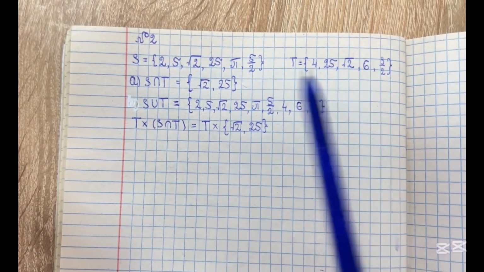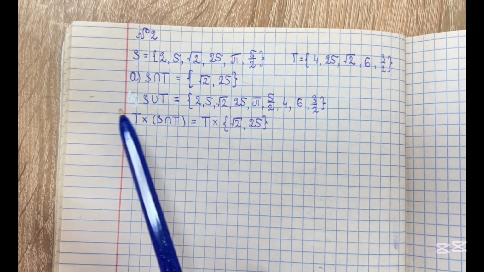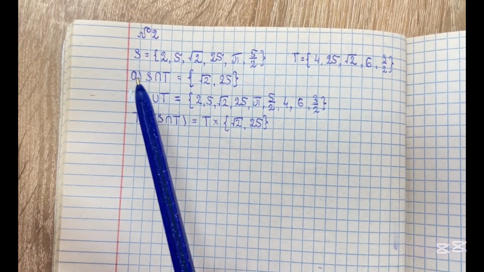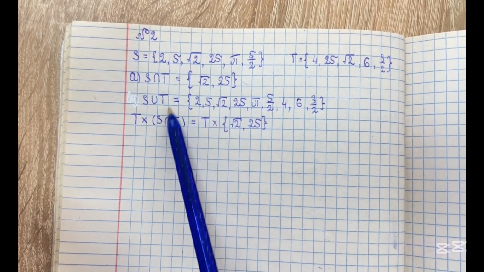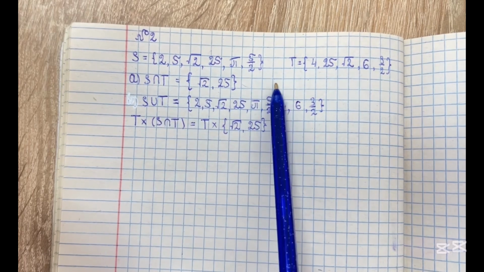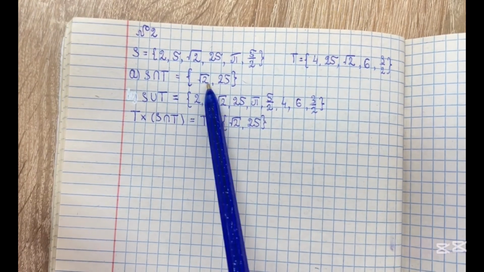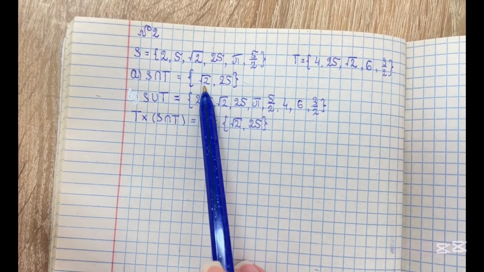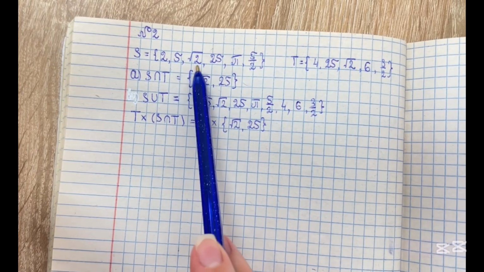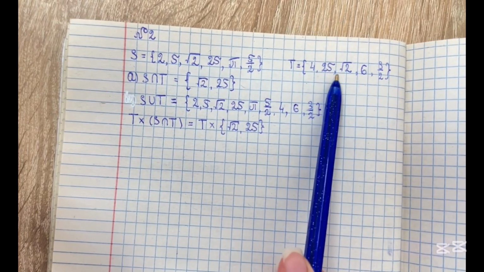So now let's start solving the second task from the second section, and here we have two sets, S and T, and in the first task we should try to find their intersection. As we know, intersection is a set of elements that are contained in both given sets, in our case S and T. That's why we should write square root of 2 and 25. As we see, they're both contained in the S set and the T set.